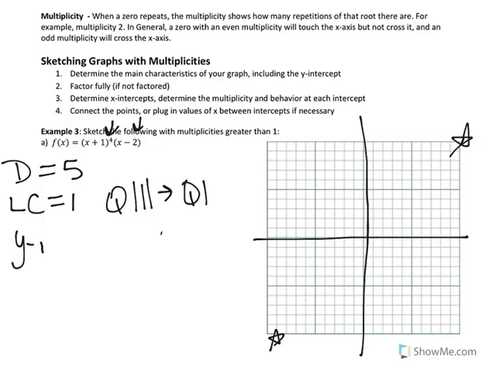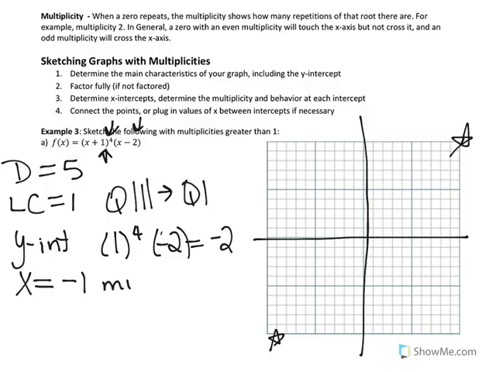Let's find our y-intercept. So we have 1, but it's to the power of 4. So I'd go 1 to the power of 4 times negative 2. 1 to the power of 4 is obviously 1, times negative 2 is negative 2. So I have an intercept at negative 2. And our x-intercept is at negative 1, and it has a multiplicity of 4. And then we also have x equals 2, which just has a multiplicity of 1, so we don't have to worry about that.